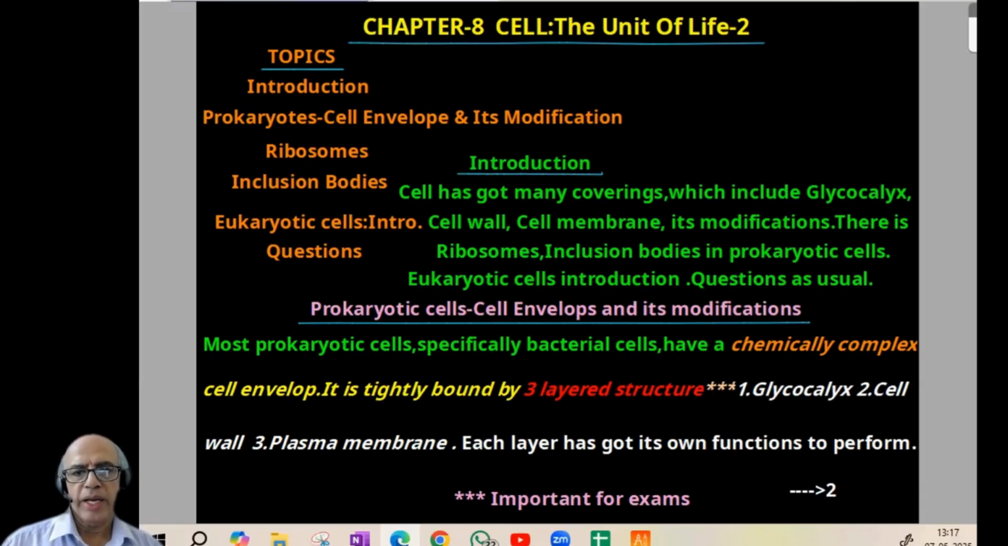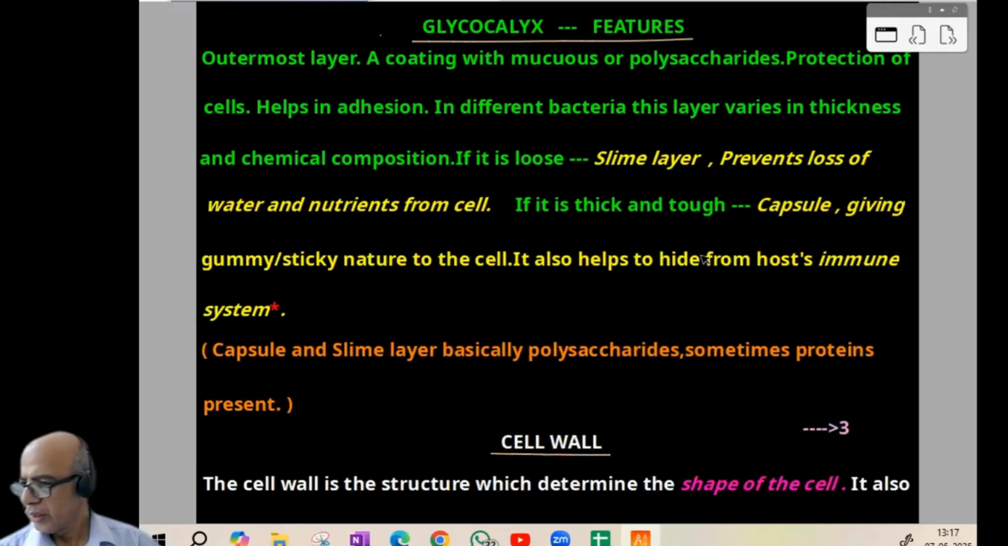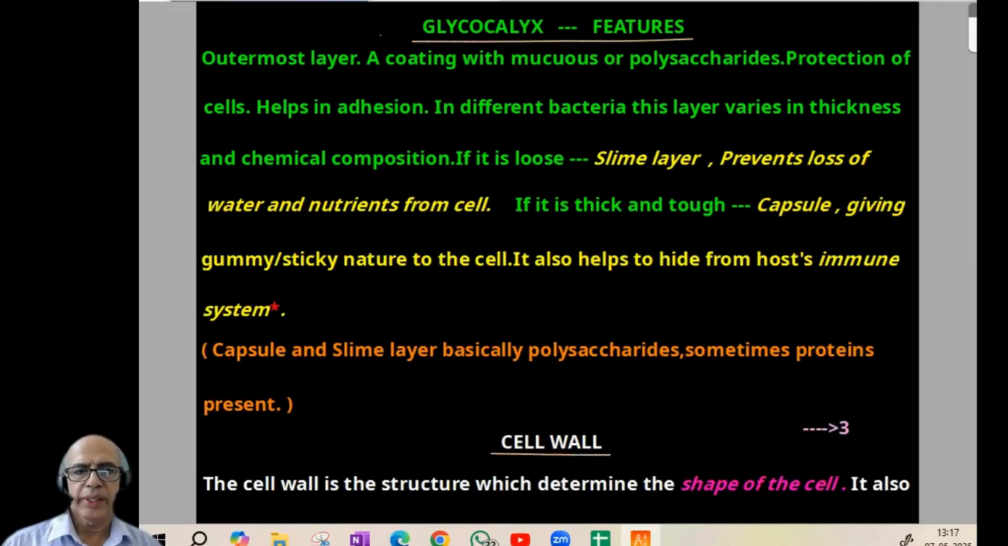Then glycocalyx, what are the features? If it is loosely arranged, it is a slime layer, which prevents the loss of water and nutrients from the cell. If it is thick and tough, it is a capsule. Capsule gives a gummy, sticky nature to the cell and helps to hide from the host immune system. Chemically, polysaccharide in both of these, and sometimes protein is present.